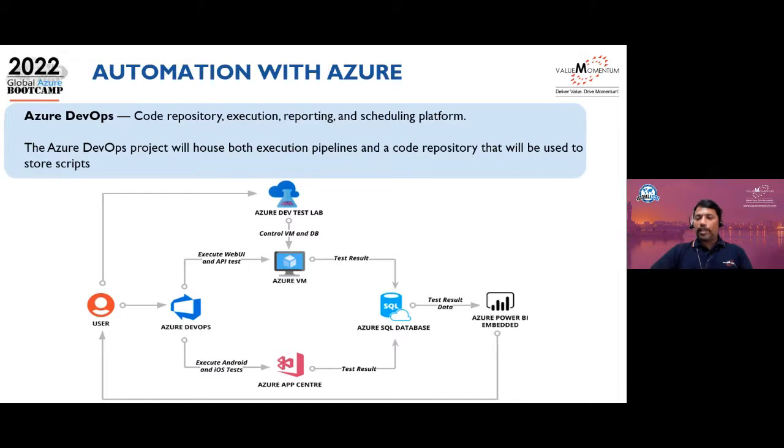Based on the results, all the metrics and statistics come into the picture later. That will give a brief idea of what the results are and how the application is behaving. They can see the health of the application on a single click. So this is automation with Azure.